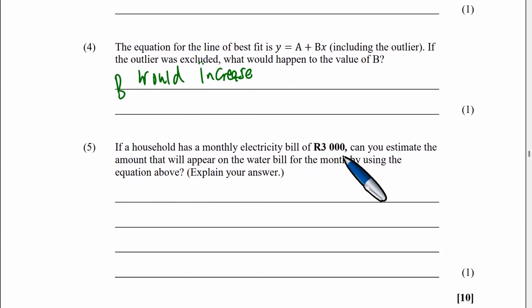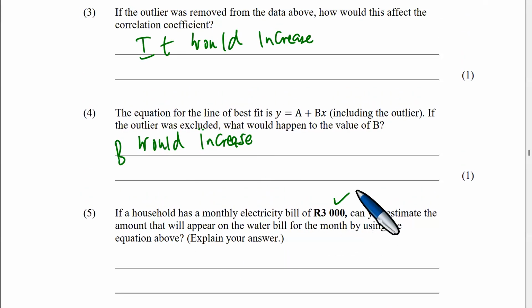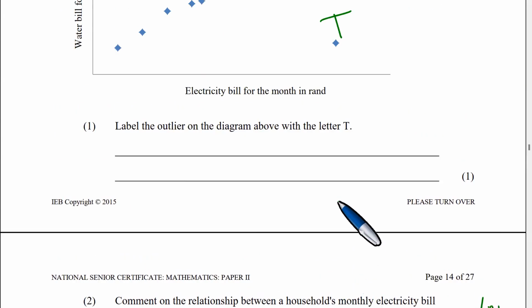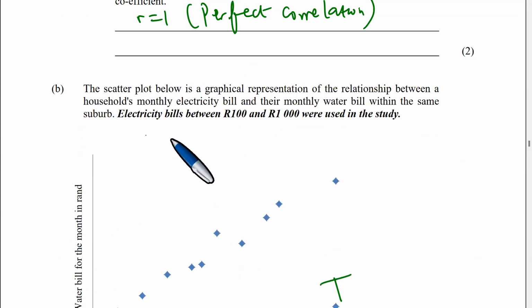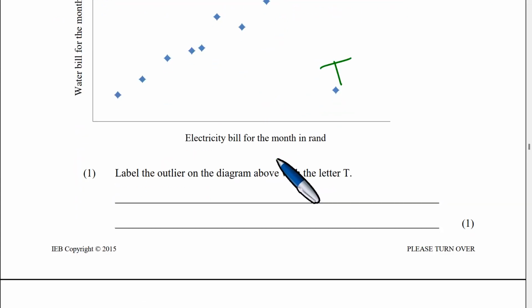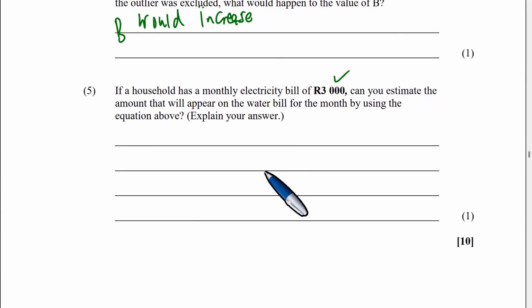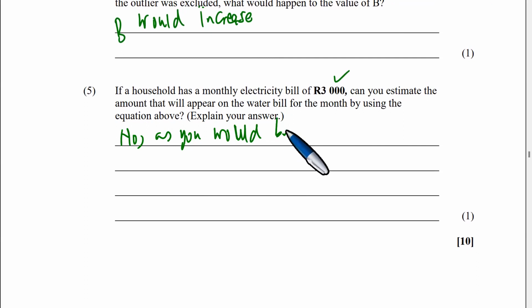Right, so we have 5. If a household has a monthly electricity bill of 3,000, can you estimate the amount that will appear on the water bill for the month by using the above equation? Right, so we saw that an electricity bill of 3,000 is outside the range we discussed last time, just recapping on that, because the electricity bills between 100 and 1,000 were used in the study. So here they're mentioning 3,000, so we can see 3,000 is outside. So we would say most certainly no, as you would be extrapolating.